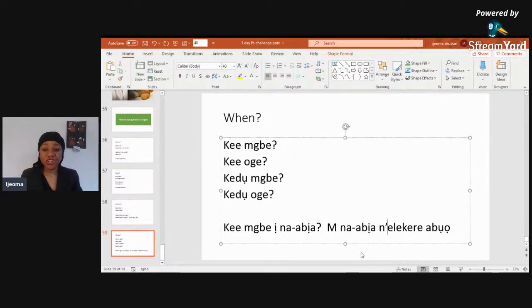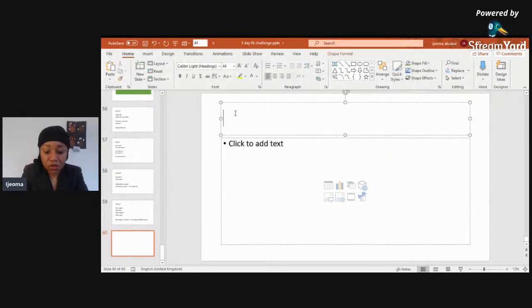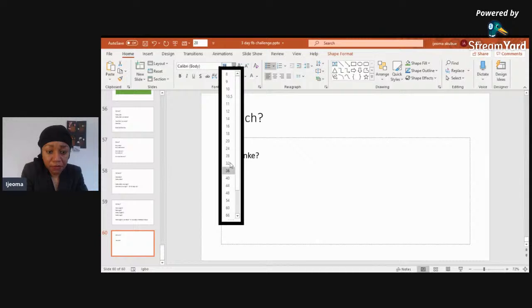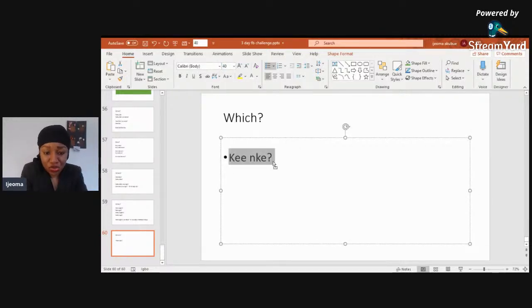Asking which. Okay. Let's ask which now. So henceforth I'll be writing care. When I write care, know that it's the same thing as schedule. Even if I don't write schedule on the screen, it's the same thing. Excuse me. Just choose which one you want to say. Basically, they are the same thing. Kedunke, kenke. Okay, this means which. This is how to ask which.